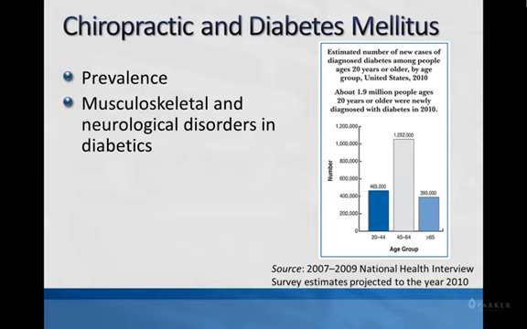There are a lot of conditions associated with diabetics that a chiropractor is definitely going to be addressing, such as neuropathies, carpal tunnel syndrome, shoulder issues, joint mobility issues, stiff hand syndrome. So the chiropractor should have a general knowledge of diabetes.